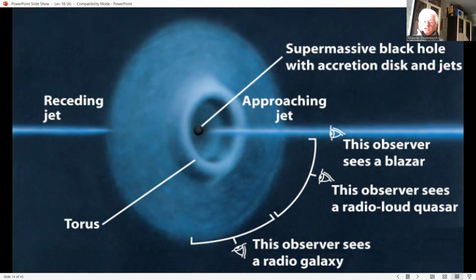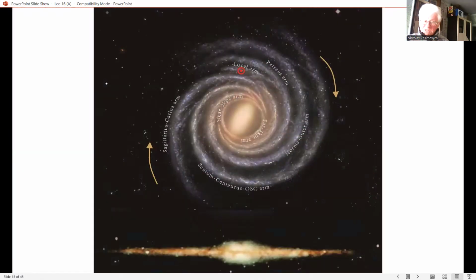So the object must be no more than an astronomical unit in diameter. But the motion of stars around the center shows that it must contain roughly 3.7 million solar masses. A supermassive black hole is the only object that could contain so much mass in such a small space.